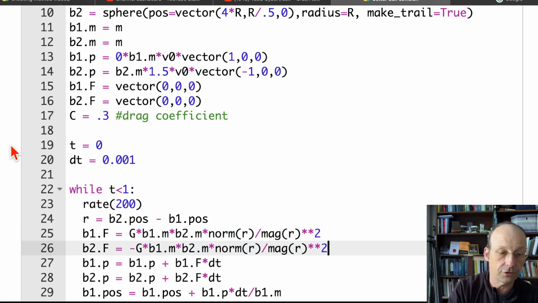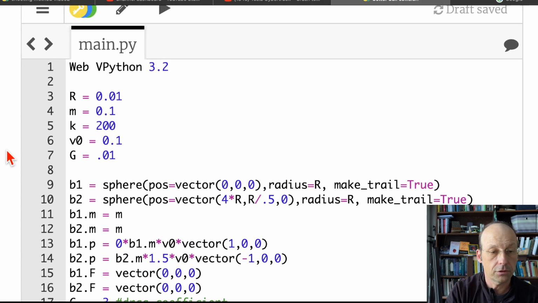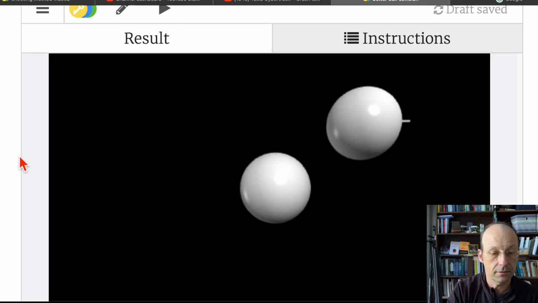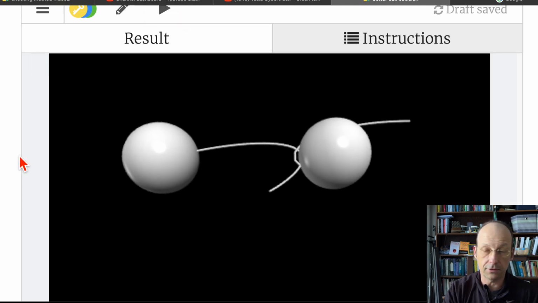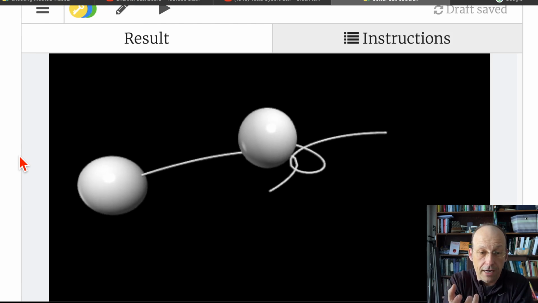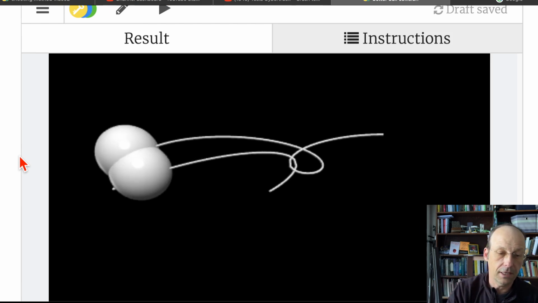There. Now let's run that. Slowly adding in the forces. Okay, so they're pulling. You can see they're attracted to each other. It's kind of cool.